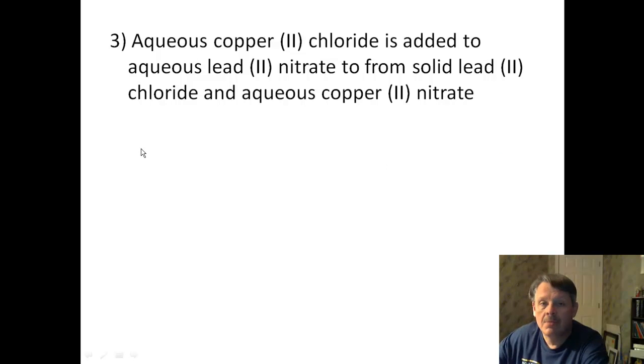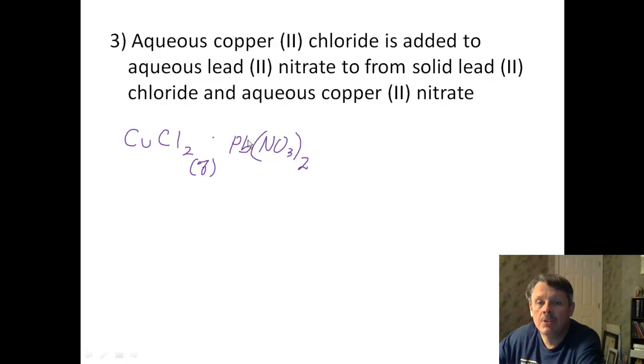Number 3. Aqueous copper chloride. Copper 2 chloride, that means copper has a 2 plus charge, chlorine has a 1 minus charge, so it's CuCl2, is added to, that's aqueous, and it's added to lead nitrate, lead 2 nitrate. So lead is plus 2, nitrate's minus 1, so that means I need 2 nitrates. And it tells you it's aqueous.